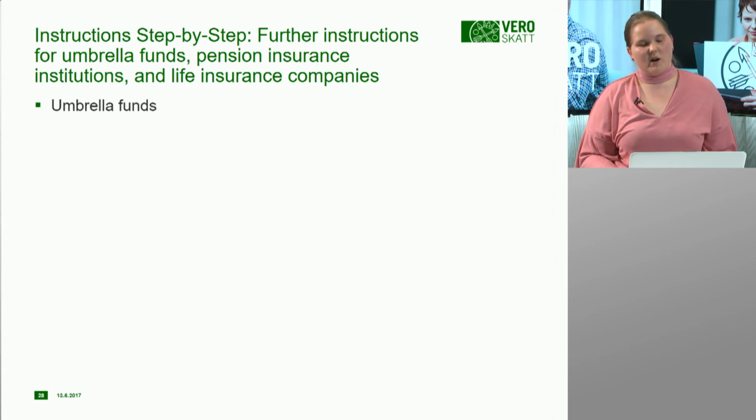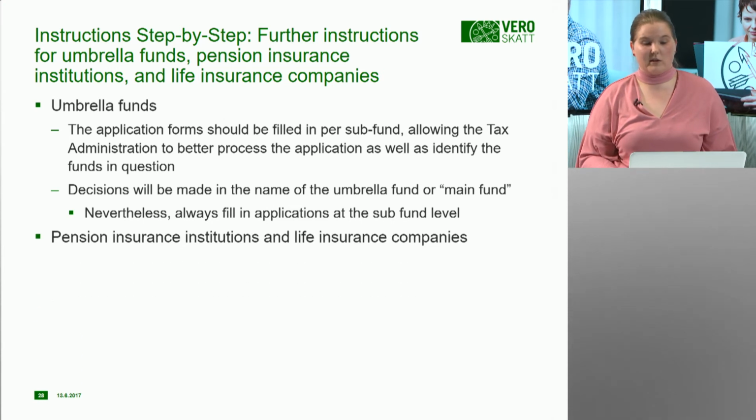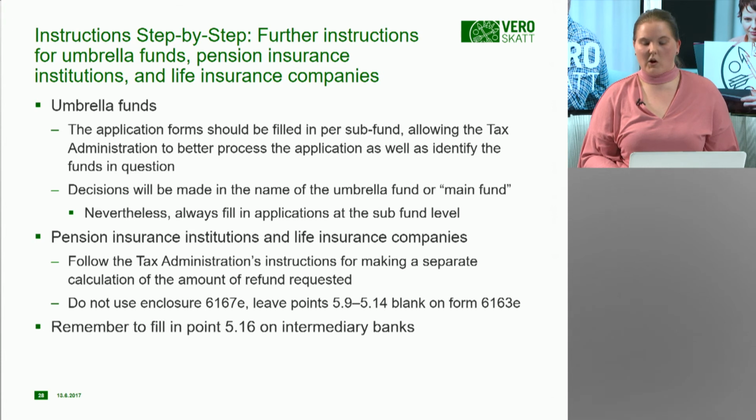And I'm just very briefly going to go through this because this does not concern the majority of you. But again, these instructions are online. So we have a little bit of technical things that umbrella funds and pension insurance institutions and life insurance companies take into consideration. But again, like I said earlier, 5.16 is a mandatory question, so it would apply for these applicants as well.